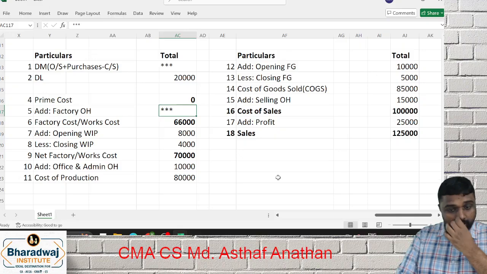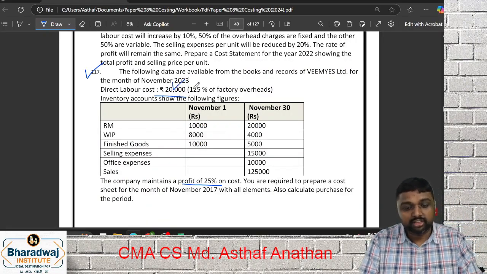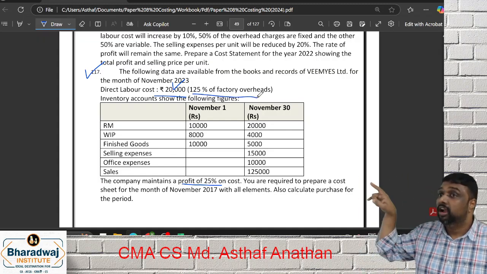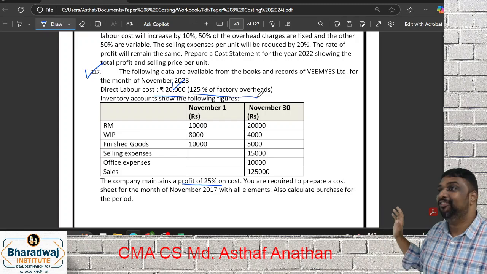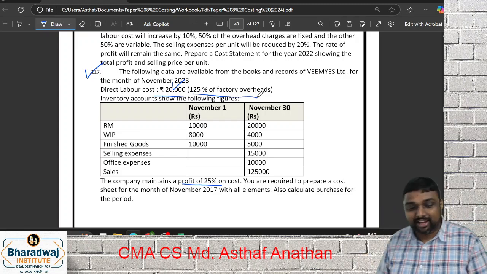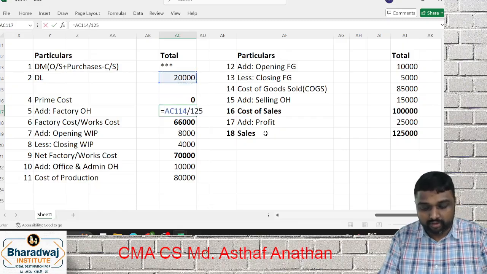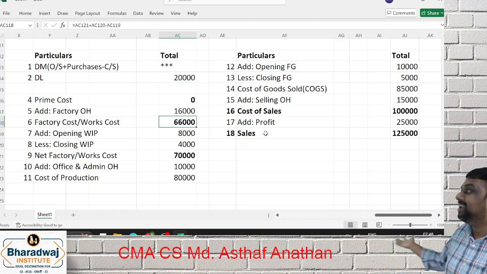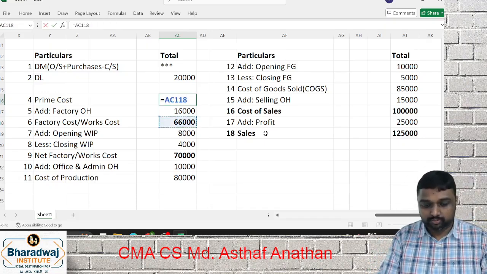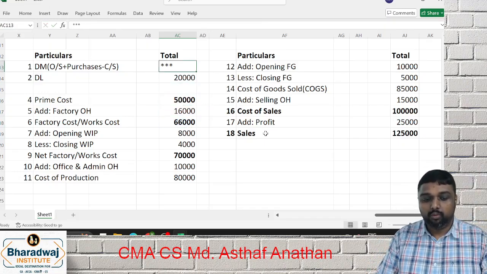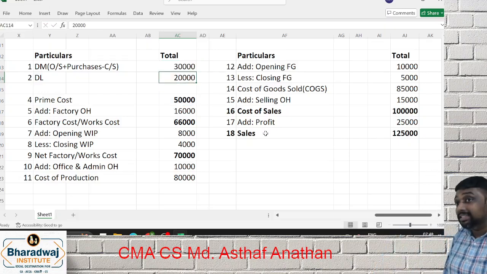Now, factory audit, they said that labor is 20,000, which is 125 percent of factory overhead. If we don't know the factory overhead, that is 100. So factory overhead is 100, labor is 125. Now, if you reduce the prime cost, you'll get 50. This 30 is the material consumption.